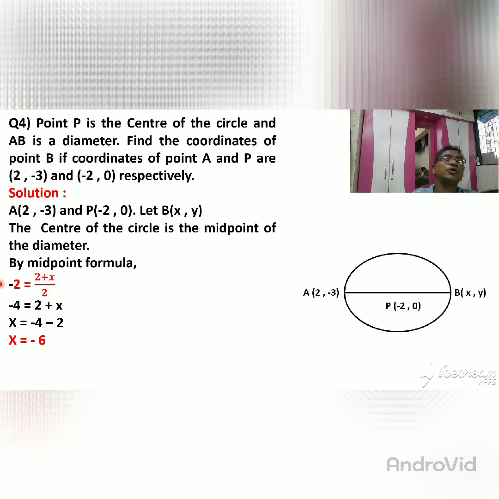The 2 is divided, go across, multiply. 2 into minus 2 is minus 4. Minus 4 is equal to 2 plus x. So this 2 is positive, go across, negative. So x is equal to minus 4 minus 2. x is equal to minus 6. Then we can find out y.